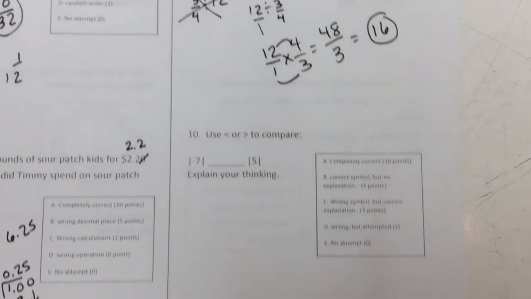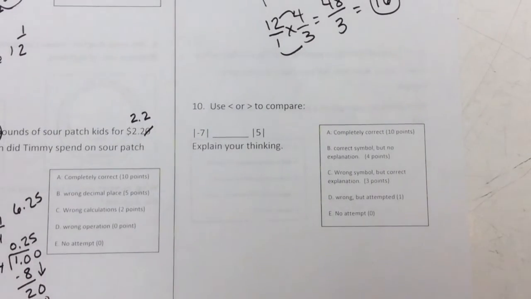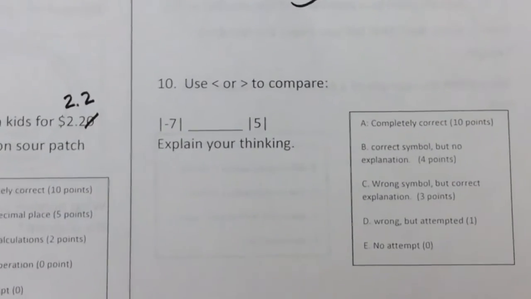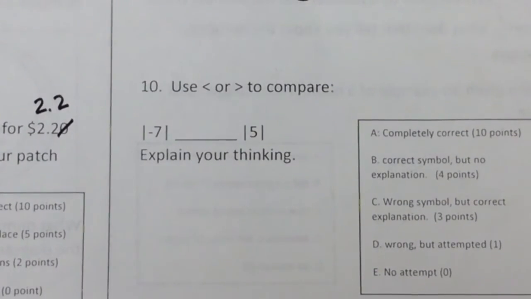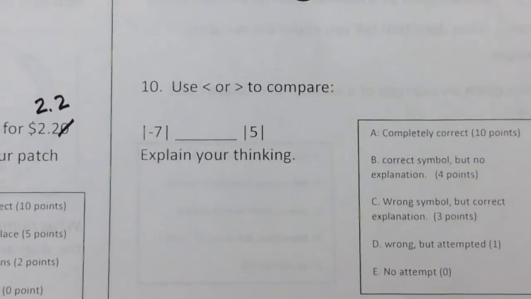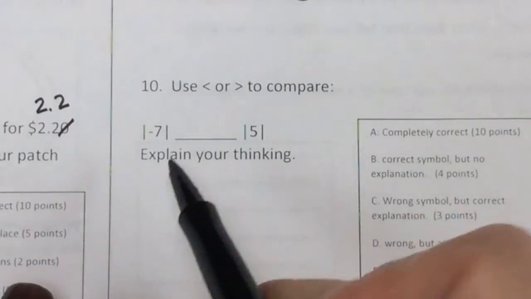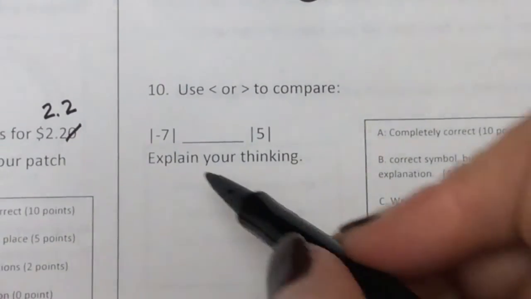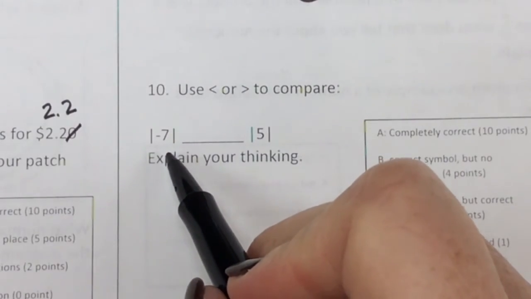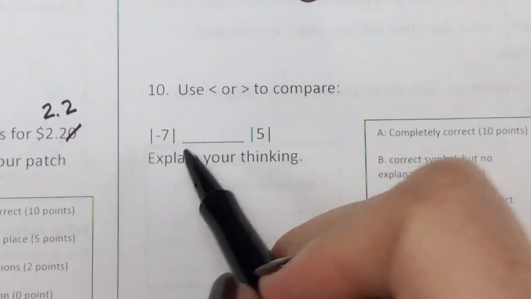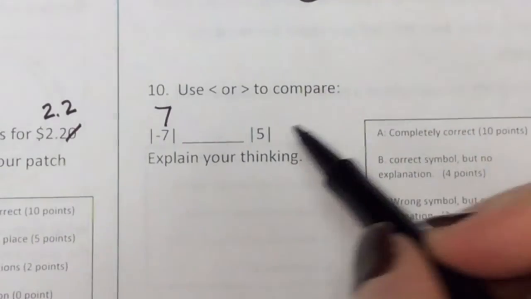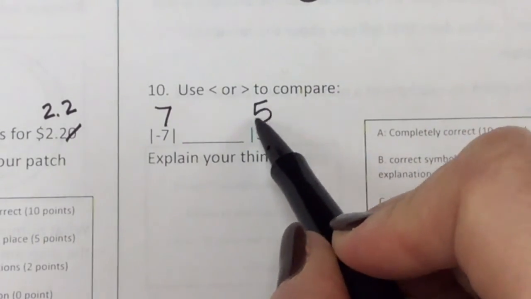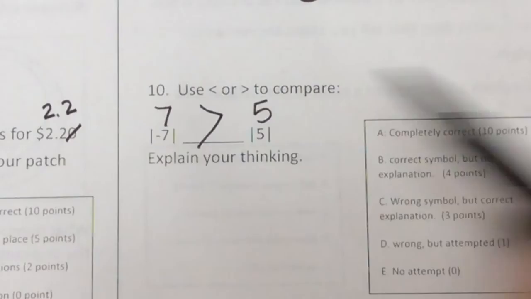All right, last question is probably the easiest here. We're going to use less than or greater than to compare. The absolute value of negative 7 and the absolute value of 5. Now, if I were just comparing the regular numbers, 5 is bigger than negative 7. But absolute values change the rules a bit for us, right? The absolute value of negative 7 is how far negative 7 is from 0. It's 7 spaces. How far is 5 from 0? 5 spaces. So 7 is greater than 5.